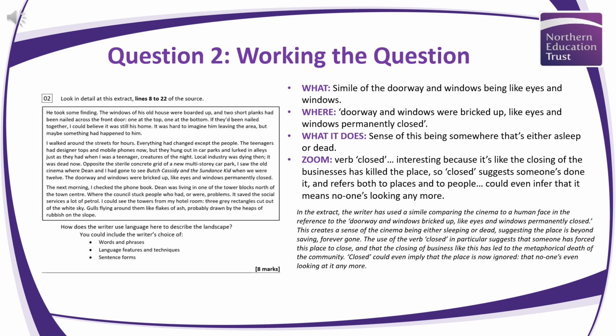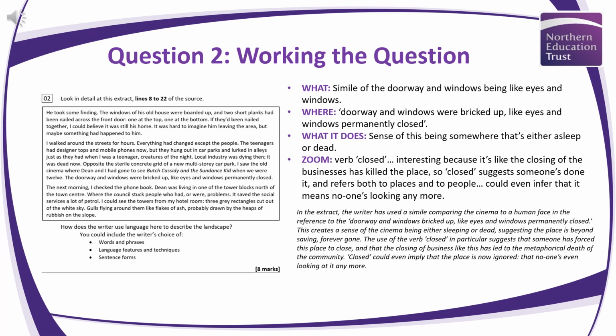For this question and this extract, we might, for example, pick out the simile of the doorway and the windows being like eyes. That's what it is, and do make sure you're specific. So it's got to be a metaphor of something, a semantic field of something. I've got the quotation, "doorway and windows bricked up, like eyes and windows permanently closed." So that's where that simile is. And then I've got the effect, which is the sense of this being somewhere that's either asleep or dead. So that's what it does.